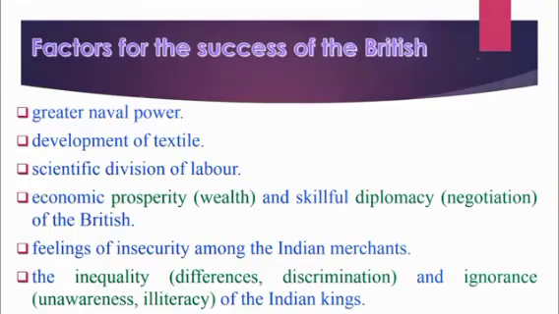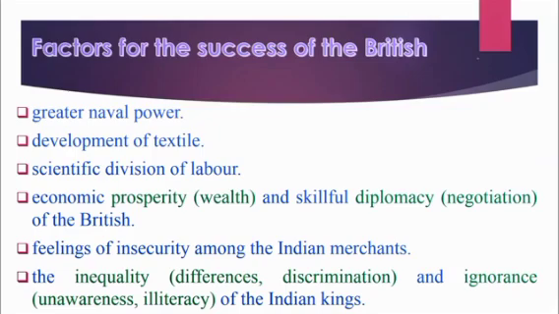Students, finally we are going to see the factors for the success of the British. The first factor is the British got the greater naval power. Naval power means power over the seas. Then development of textile, then the scientific division of labor concept, then economic prosperity. Economic prosperity means wealth, and skillful diplomacy. Diplomacy means negotiation of the British.